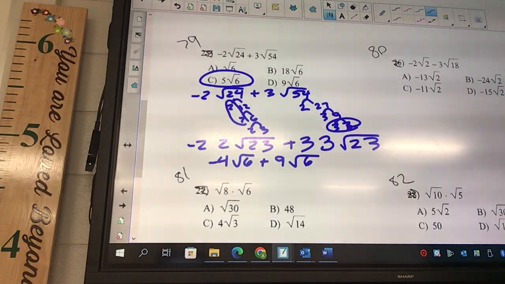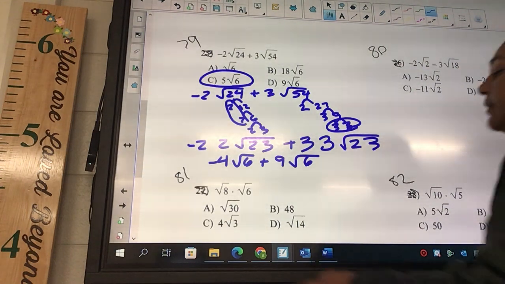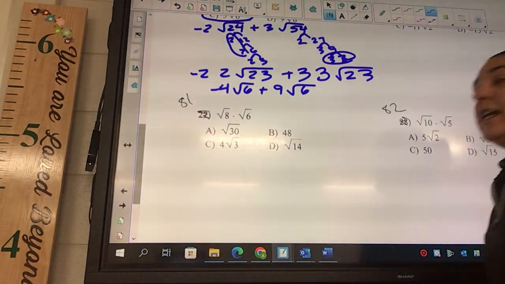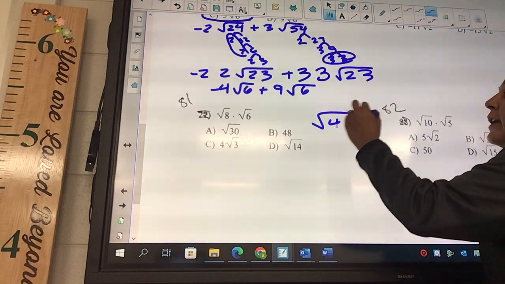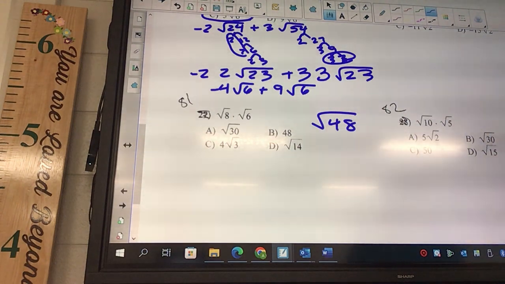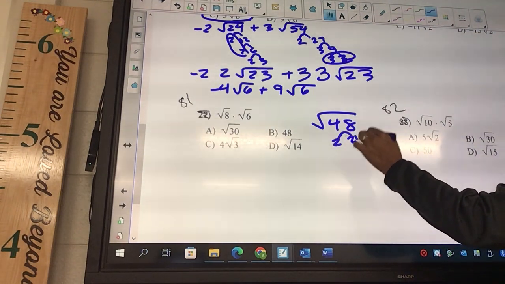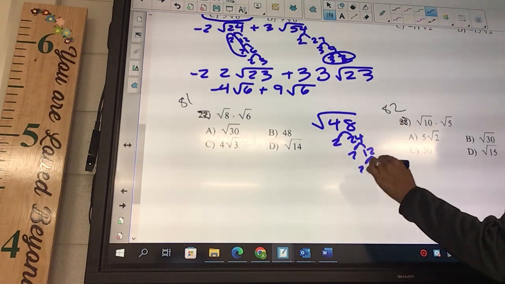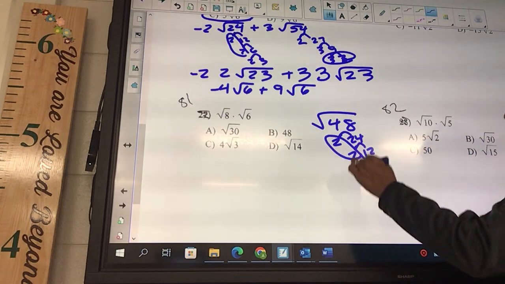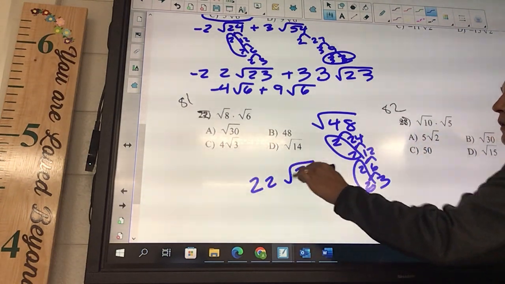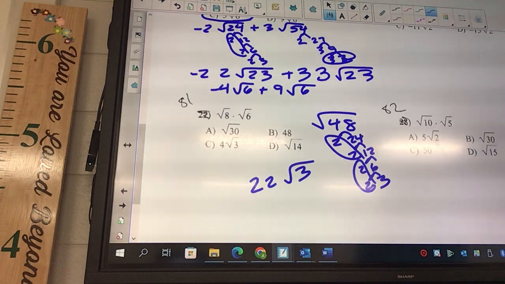Okay, for 81, multiplication, we multiply the insides, multiply the outsides. So when we multiply the inside, what are you going to get? 6 times 8 is 48. I know. A bunch of you guys are going to pick B. It is not. It's a square root of 48. We didn't do anything with that square root yet, so it's not just 48. Then you need to simplify that, which is going to be 2 times 24, 2 times 12, 2 times 6, 2 times 3. So I got 2 groups of 2s that can go and a 3 that cannot go. What answer choice does that have to be? C. That's the only one that has a 3 on the inside.